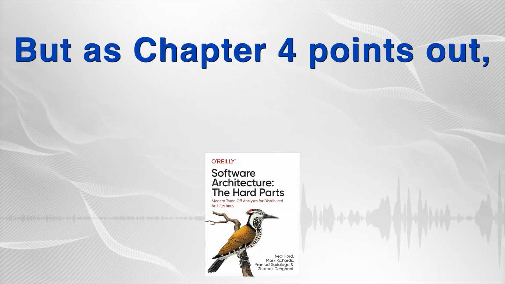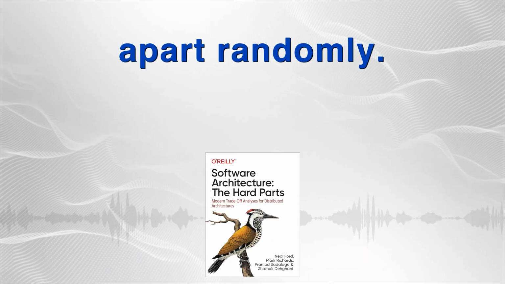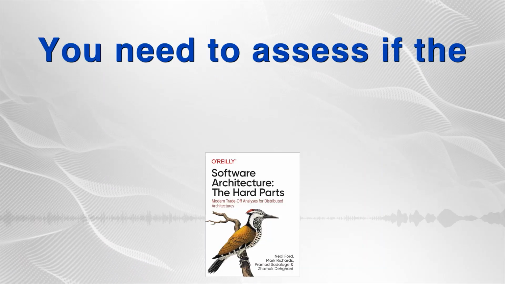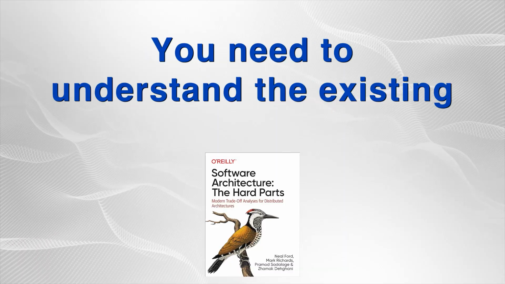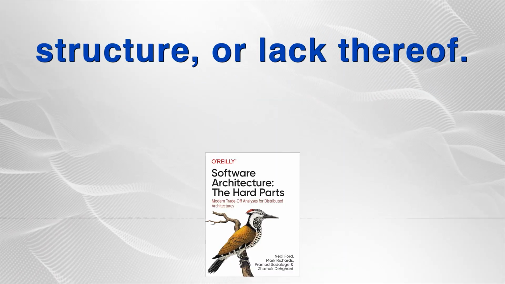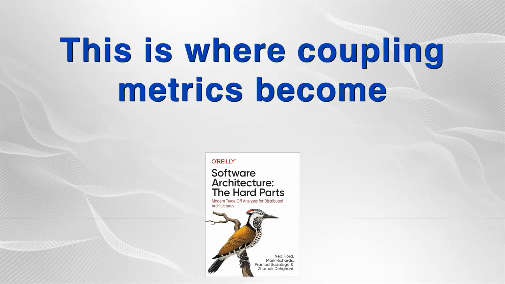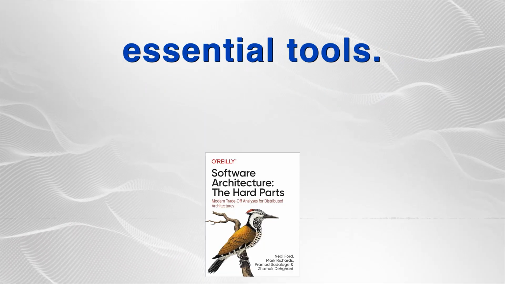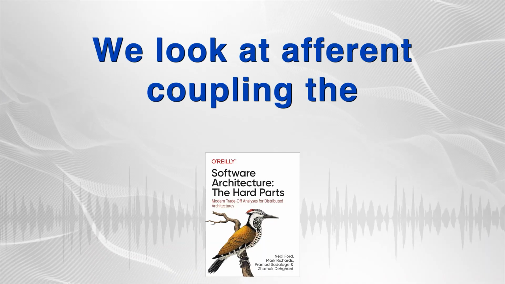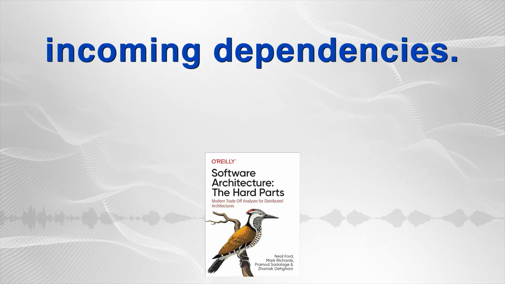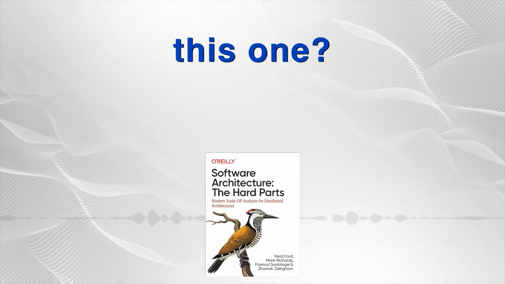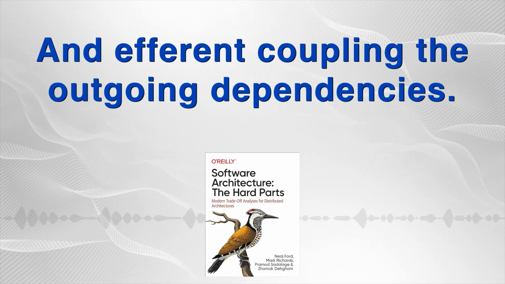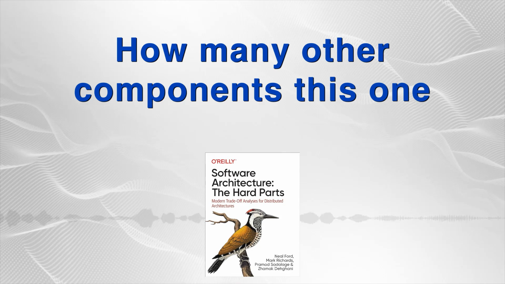But as Chapter 4 points out, you can't just start breaking things apart randomly. You need to assess if the code base is actually ready for it. You need to understand the existing structure, or lack thereof. This is where coupling metrics become essential tools. We look at afferent coupling, the incoming dependencies. How many other components depend on this one? And efferent coupling, the outgoing dependencies. How many other components does this one depend on?